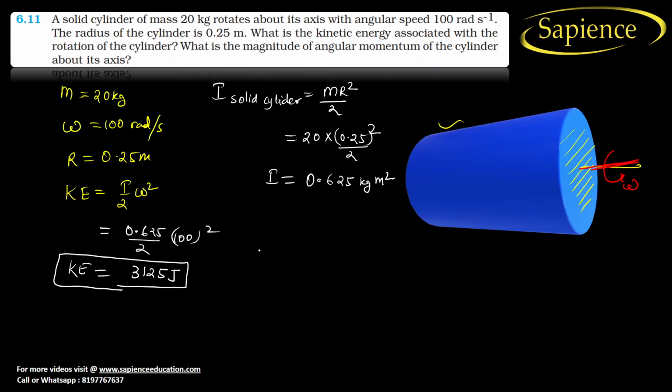Now it is also mentioned in the question, what is the angular momentum. We know that the angular momentum has a formula: this is not linear, this is angular momentum, so L is equal to I into omega. Now we have the value of I, which is 0.625, into omega, which has a value 100. So finally we will get 62.5 joule second. So this is the angular momentum.